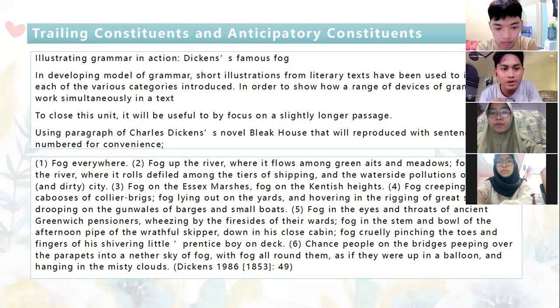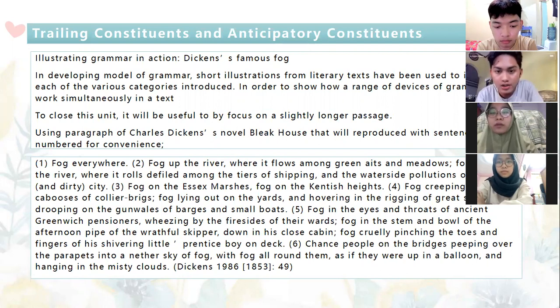Fog down the river, where it rolls defiled among the tiers of shipping and the waterside pollutions of a great and dirty city. Fog on the Essex marshes. Fog on the Kentish heights. Fog creeping into the cabooses of collier-brigs. Fog lying out on the yards and hovering in the rigging of great ships. Fog drooping on the gunwales of barges and small boats.